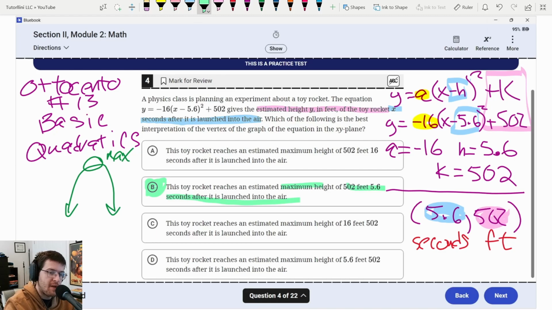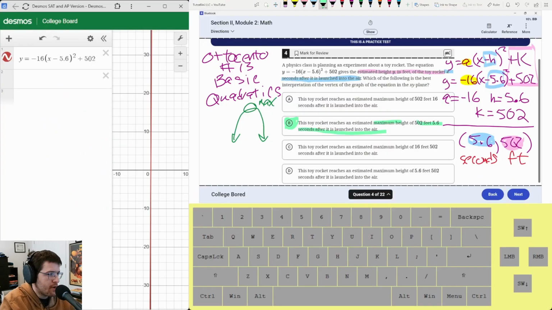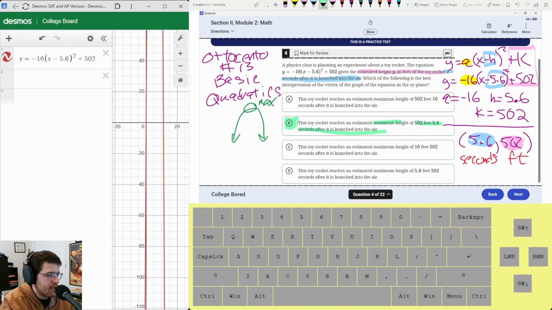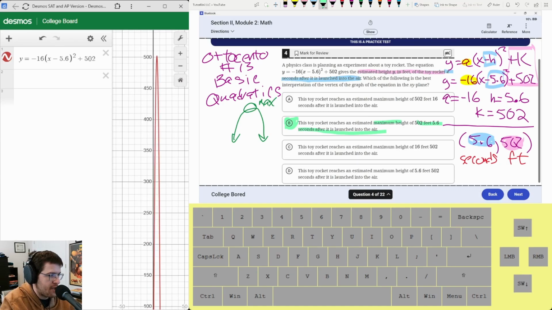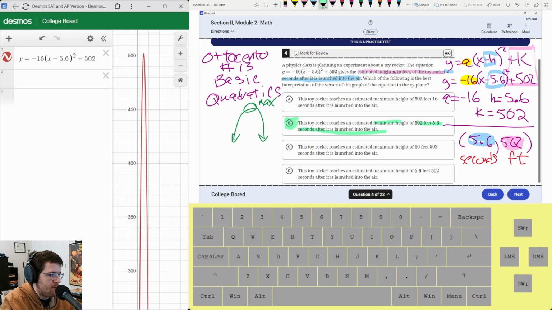This question can be made a lot easier if you graph it, so let's do that. Okay, so I typed in the equation. I'm just going to zoom out. It looks terrible, but this will tell me the vertex. You can kind of see it's opening downward as well. So let's click on the vertex. I get 5.6 comma 502. Pretty much for any problem like this, guys, the x-axis is going to be time. So 5.6 seconds, 502 feet.